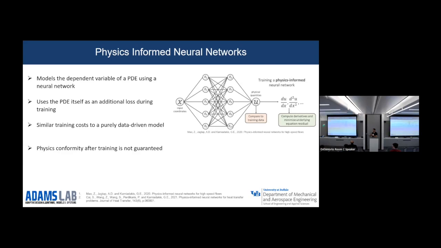And therefore, you can compute an error from that and train your weights on your neural network based on that error term as well, right? So in this way, you're holding the hand of the training process towards being more physically relevant.